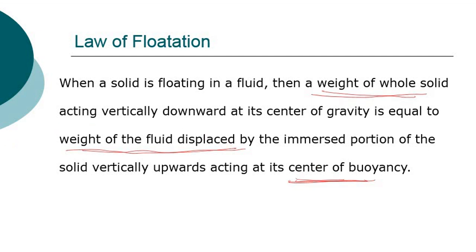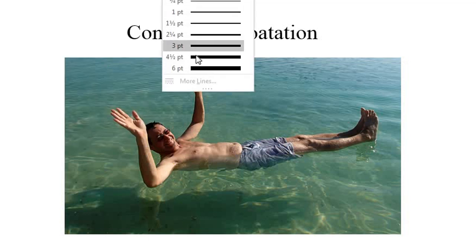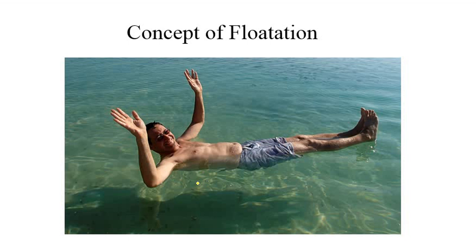Correct? So let's understand this. Now here I am showing a man who is floating on the surface of the Dead Sea. Now the Dead Sea has a lot of salt content, due to which the density of the liquid becomes very high and the buoyant force acting in the upward direction becomes very large, which is equal to the weight of this man. Due to the high buoyant force, the weight is perfectly balanced, so this man can even float without any kind of tires or anything else.